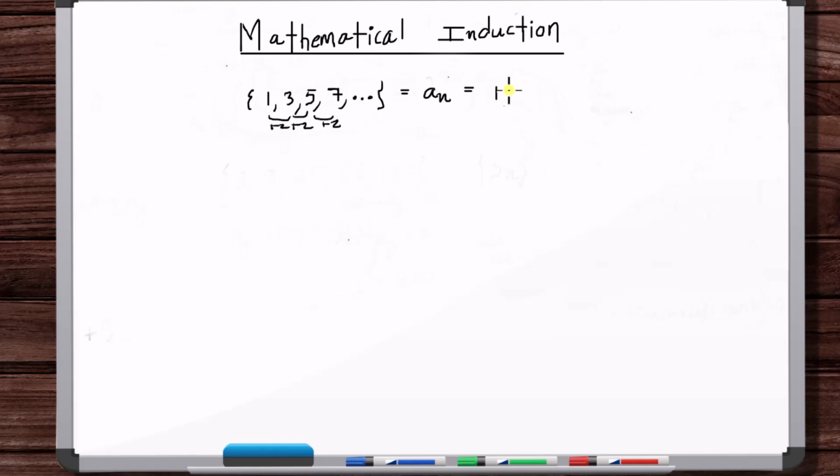We say a sub 1 plus n minus 1 times the common difference. So 1 plus 2n minus 2. So you've got 2n minus 1. That's the a sub n formula. Okay?